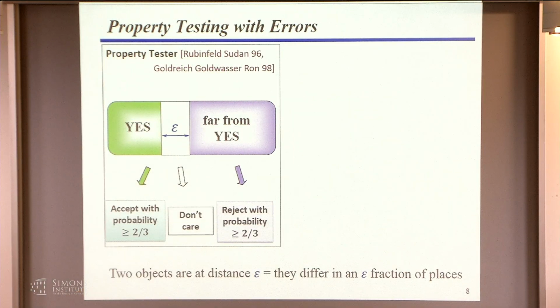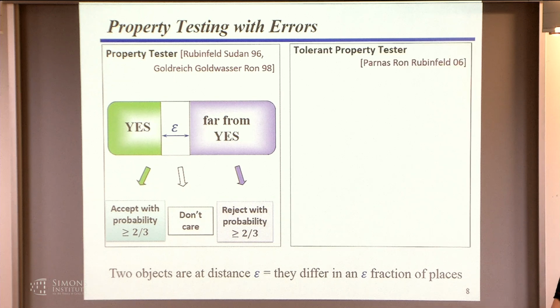Okay, so what about errors? The appropriate model is called tolerant property testing, and it was defined by Parnas, Ron, and Rubinfeld actually much earlier than Erasure-Resilient testing.